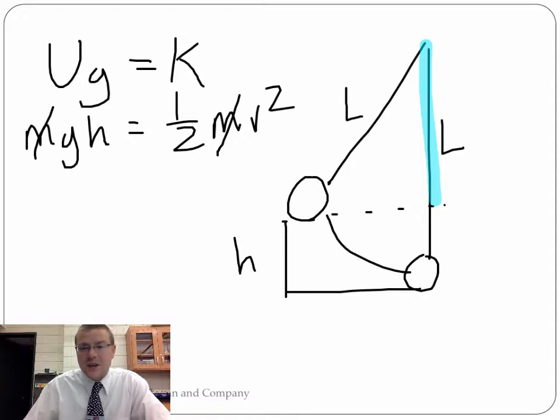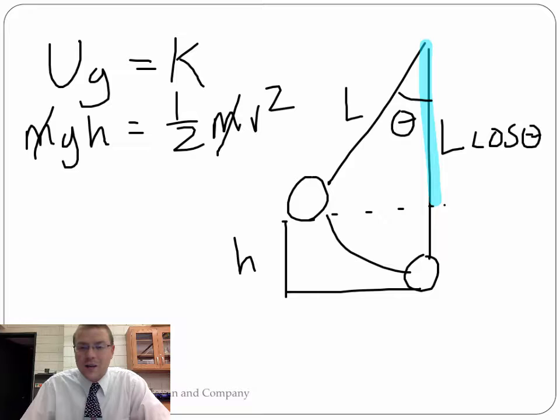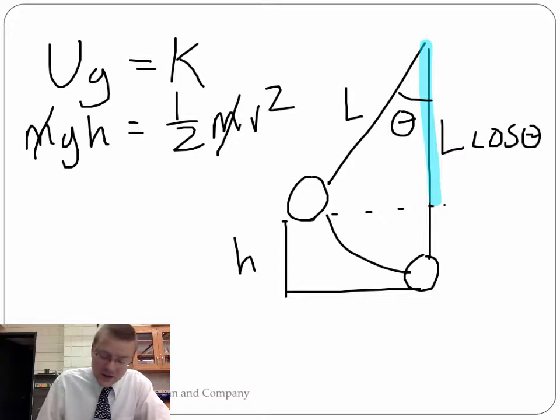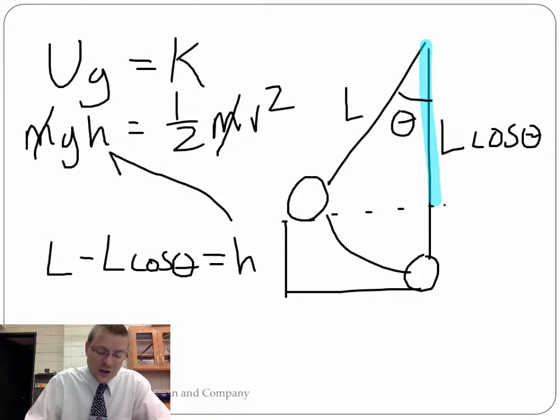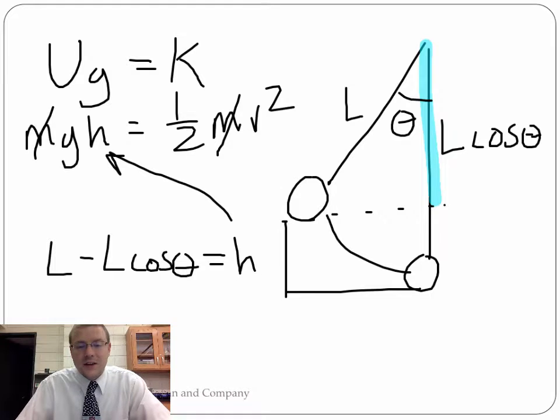The nice thing about the arc is that length is the same the whole time, but that highlighted piece, if I take this to be my angle, looks like it's the cosine. So it's L cosine of theta for that highlighted piece. If I want to solve for my height, it's going to be L minus L cosine of theta to give me my height. So as long as you know the angle that you've pulled back to and the length of the string, you're good to go. You've got height, and now you can solve for speed.